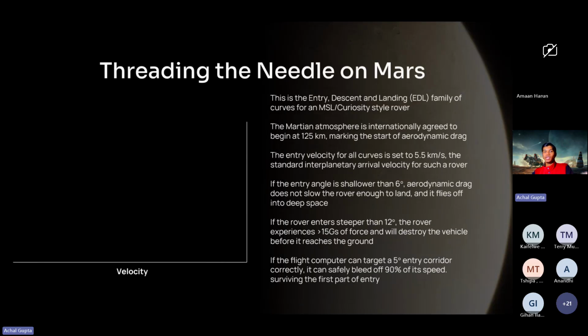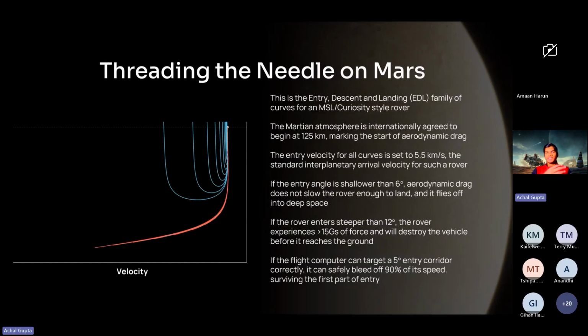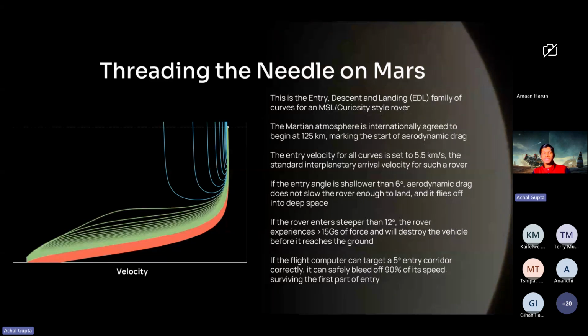Look, this is the entry, descent, and landing curve for the Curiosity rover. I'm sure most of you know it. There's a similar curve for the Perseverance rover, but for the sake of an example, I'm taking the Curiosity rover. Rovers like these enter the atmosphere at 5.5 kilometers per second, which you can see on the right. And we have a family of curves.